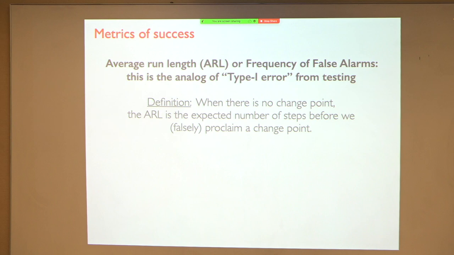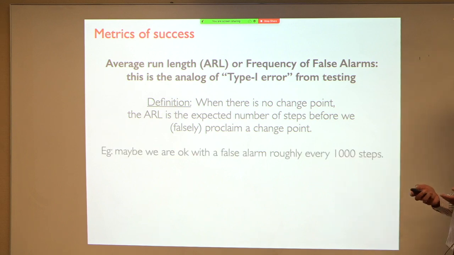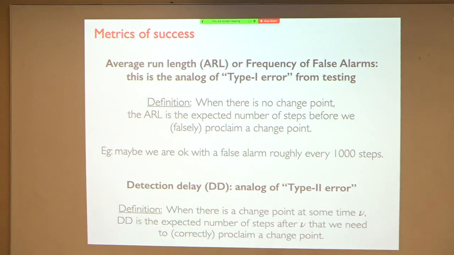Okay, so it's the expected number of steps before we falsely proclaim a change point when there's actually no change point. So let's say we are okay with some false alarm every 1,000 steps, that the ARL would be 1,000. And the detection delay is like the analog of type 2 error, where you say, well, suppose there is a change point at some time nu. The detection delay is the expected number of steps after nu that we need to correctly proclaim that we have found a change.